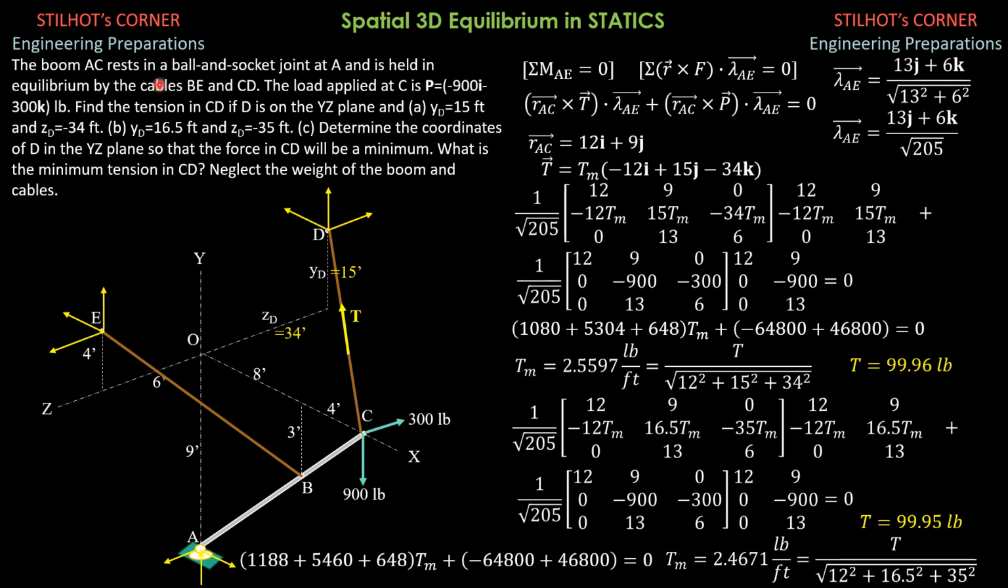The boom AC rests in a ball and socket joint at A and is held in equilibrium by the cables BE and CD. The load applied at C is P, equal to the vector negative 900i minus 300k, so 900 downward in the negative Y direction, and 300 backward, opposite to the Z direction. Find the tension in CD, if D is on the YZ plane, so that's why the X coordinate of this point is 0.